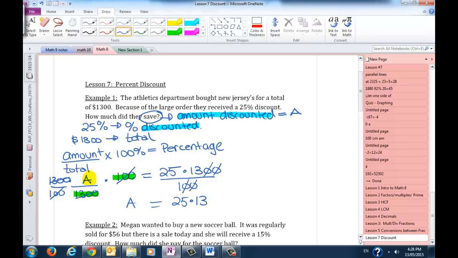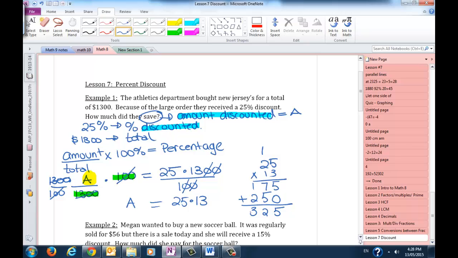Now, I don't know what 25 times 13 is, so I'm just going to write it out using long multiplication. 3 times 5 is 15. 3 times 2 is 6, plus 1 is 7. I'm going to pop in a 0. 1 times 5 is 5, and 1 times 2 is 2. And then I add these together. 5 plus 0 is 5. 5 plus 7 is 12, and I get 325.